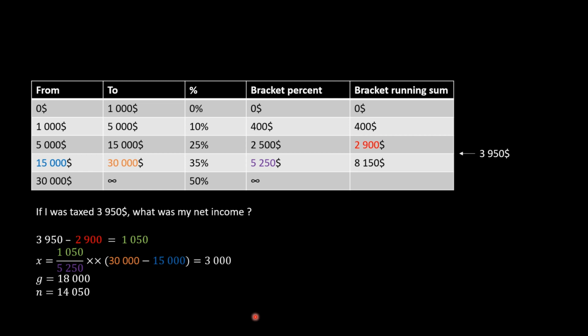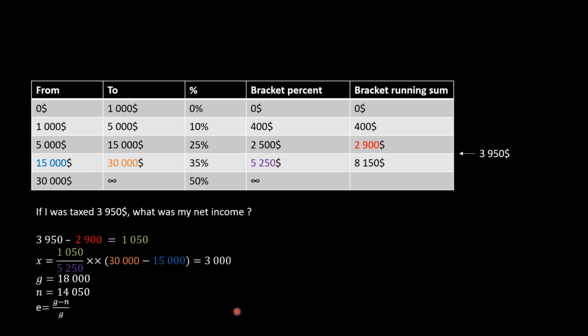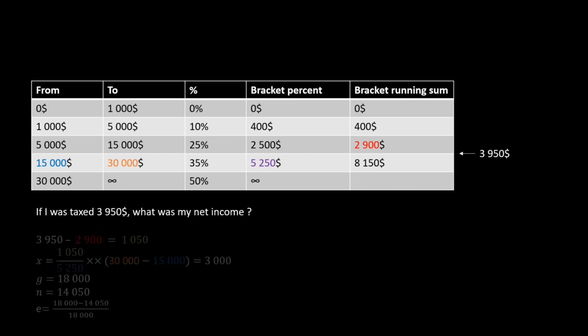Now here is an extra: we may be interested to know the effective tax. And the effective tax is how much we were taxed on the gross amount overall. So for that, we apply the classical formula, gross minus net over gross, and we get, after some calculation, 21.94%. And we see that it's way below 35.